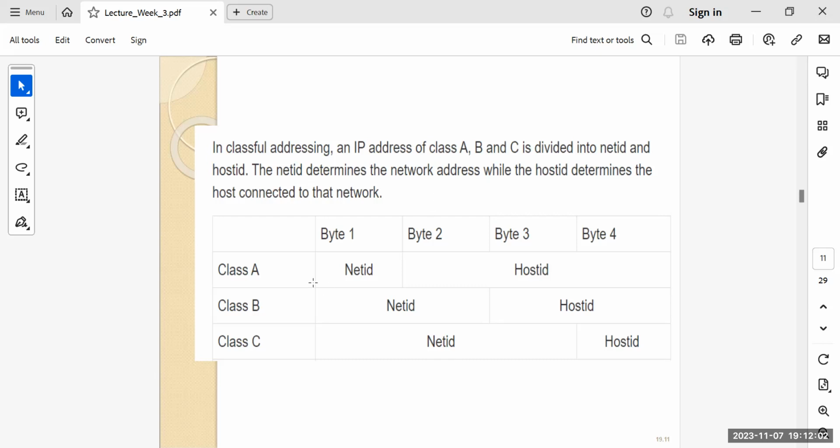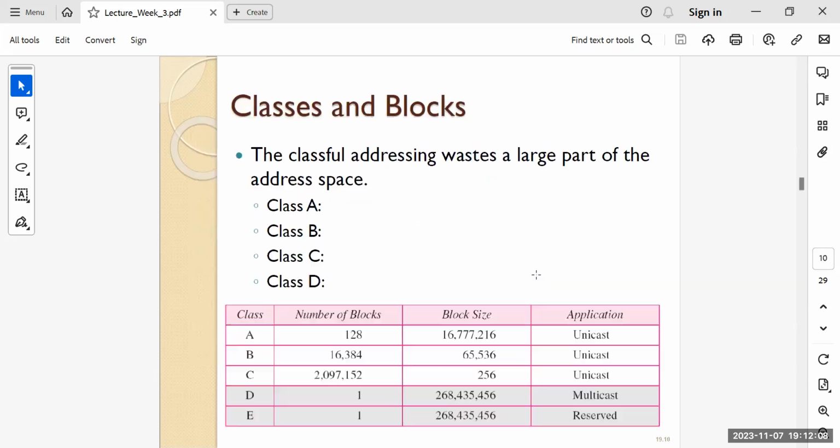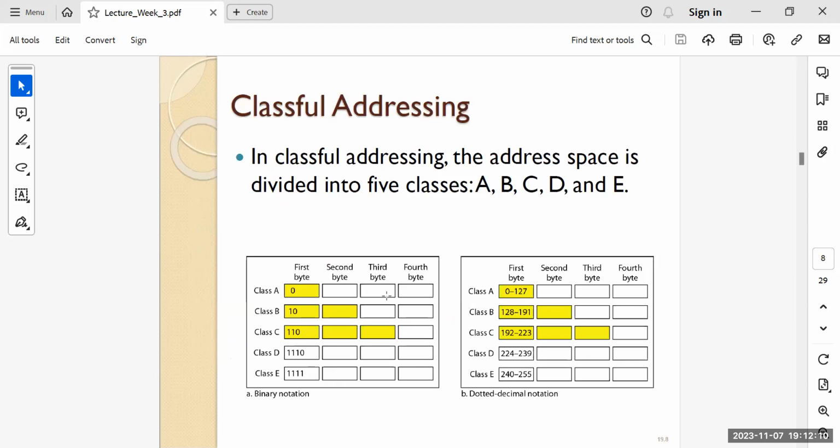So you have seen this in class A, for example. The first byte is net ID, and then bytes 2, 3, and 4 are host ID. You have seen this a little while ago, that only the first byte is mentioned in the yellow, and the next 3 are given as white. And for class B, the first 2 are shown in yellow and the next 2 are shown in white. And similarly for class C, the first 3 are shown in yellow and the last one is shown in white.